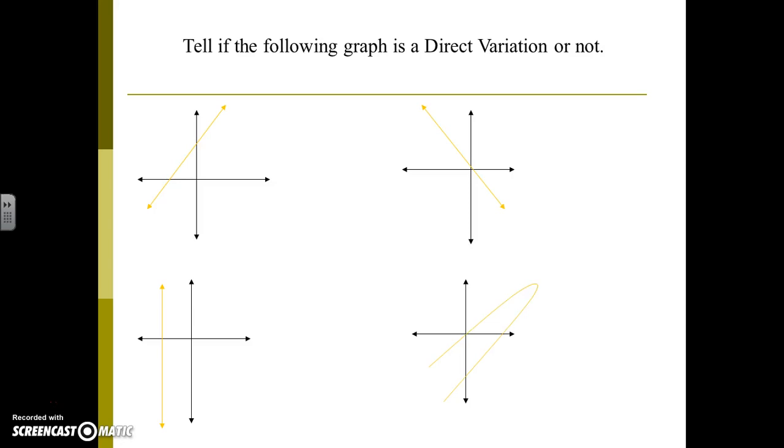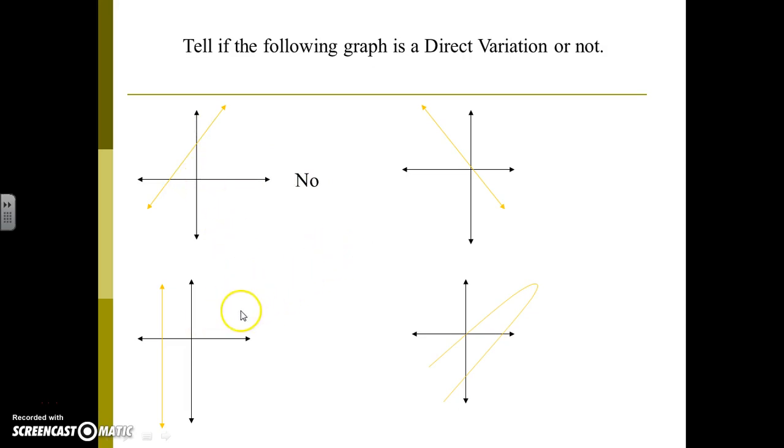So tell if the following graph is a direct variation. How about this one here? Is that a direct variation? Our first graph here on the upper left, we see that the yellow line looks like this, according to the y-axis vertically and the x-axis horizontally, and we see it is not a direct variation because it's not going through the origin.